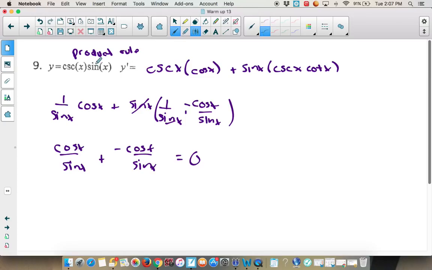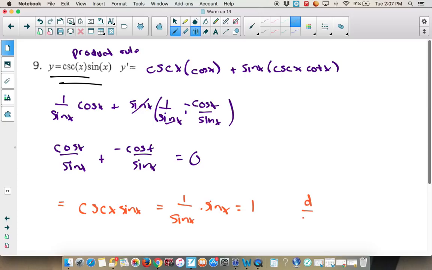Now, I could have saved myself a little time and hassle if I had just recognized that I could simplify that function in the first place. Cosecant x times sine x, there's nothing saying I can't simplify that first. That's 1 over sine x times sine x, which is 1, and the derivative of 1 is 0.